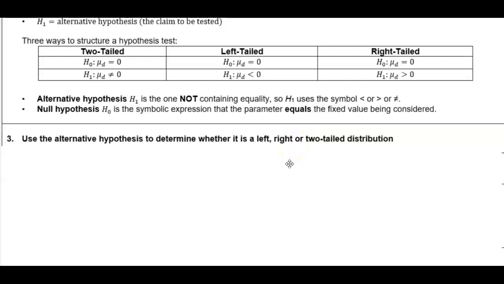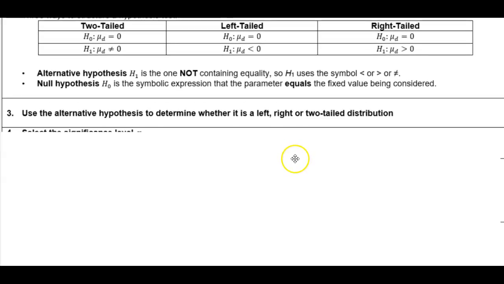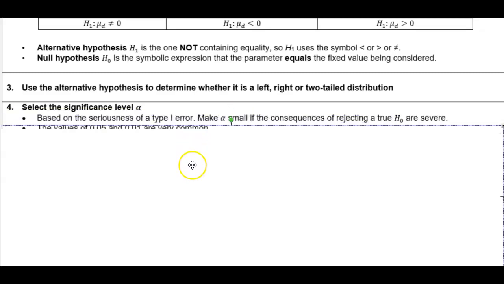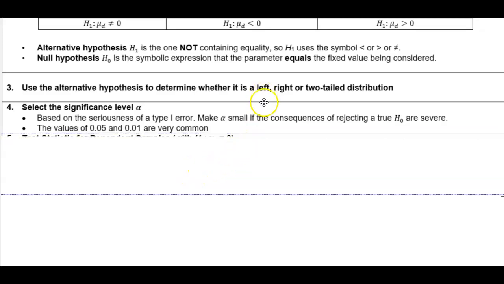Step number 3. We're going to use the alternative hypothesis to determine whether it is a left-, right-, or two-tailed distribution. Number 4, we're going to select the significance level, alpha. Based on the seriousness of a type 1 error, we make alpha small if the consequences of rejecting a true null hypothesis are severe, and the values of 0.05 and 0.01 are very common.